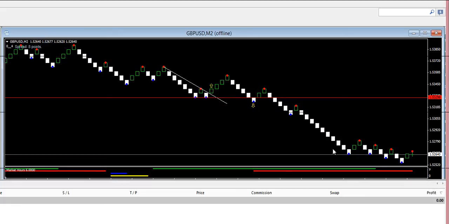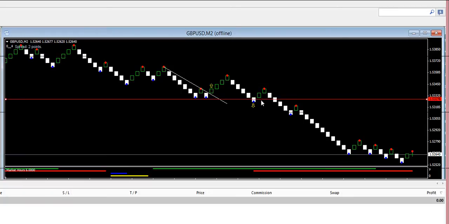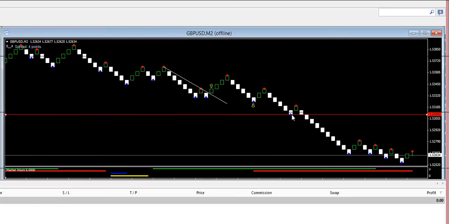Later in the day, you can see that the market was consolidating, so we didn't have many trade opportunities after that. But if you had missed this horizontal break, you would have had another opportunity to get in for another sell trade at this point here. Again, this blue dot here is lower than the previous blue dot.